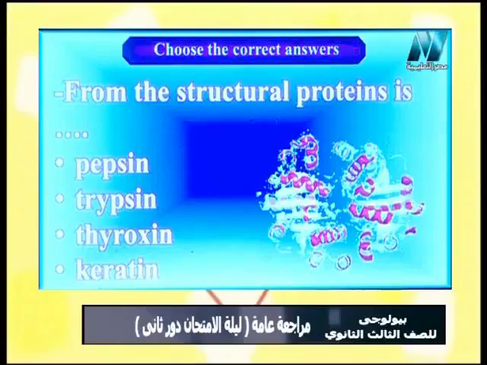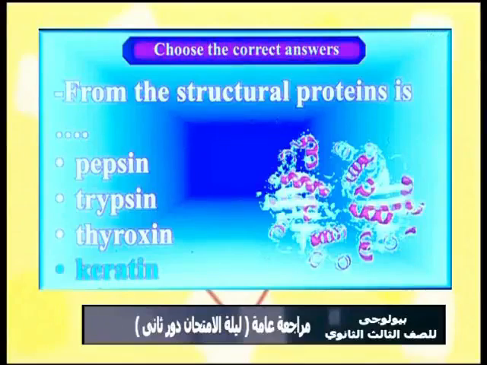Thyroxine is a hormone. The thyroxine hormone acts as a regulatory protein, but keratin forms nails, hairs, hooves, horns. So keratin acts as a structural protein and not a regulatory protein. But the regulatory proteins that regulate the metabolic activities are pepsin, trypsin, and thyroxine.